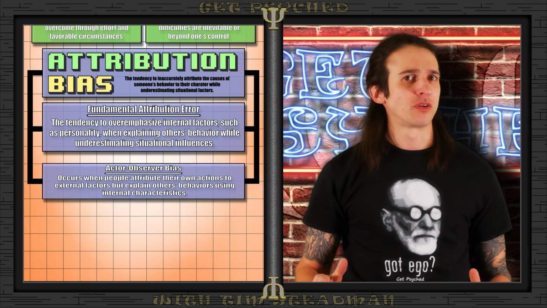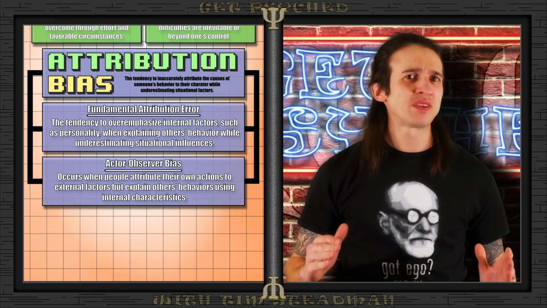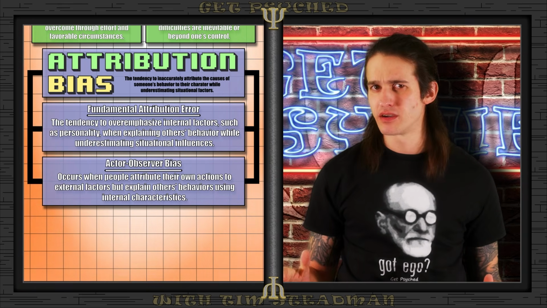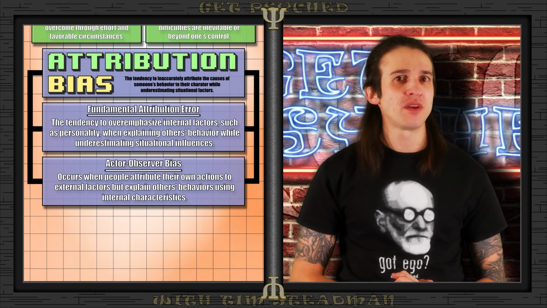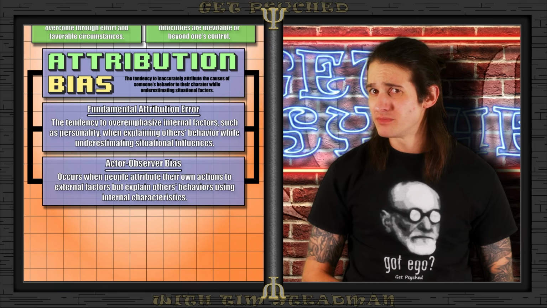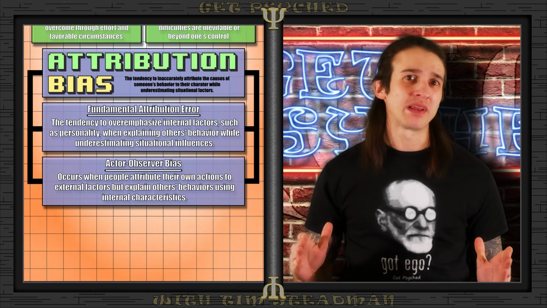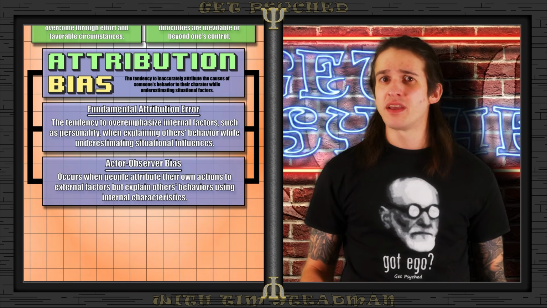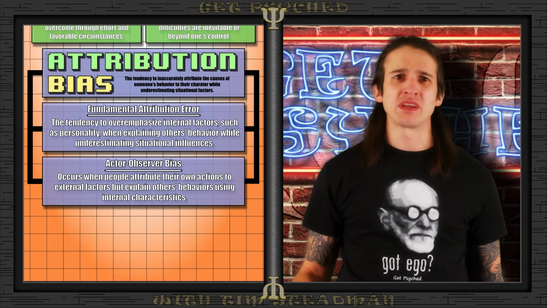Next up is the actor-observer bias. Now, this one's sneaky because it's like the two-faced cousin of the fundamental attribution error. When we're the actor in a situation, we generally blame external factors for our actions. But when we're the observer, we blame the person. For example, if you show up late to class, it's because your alarm didn't go off or something.